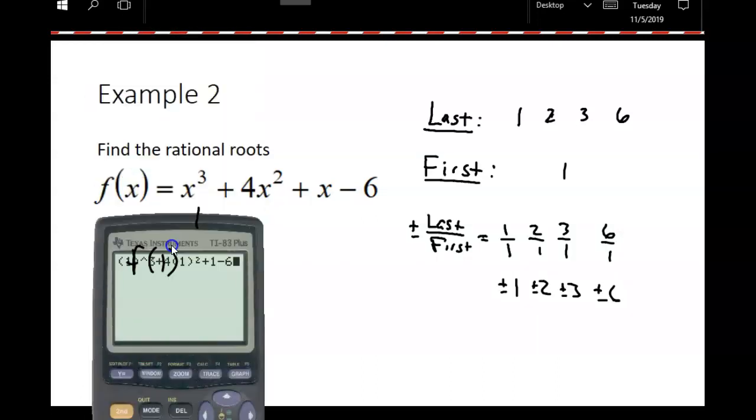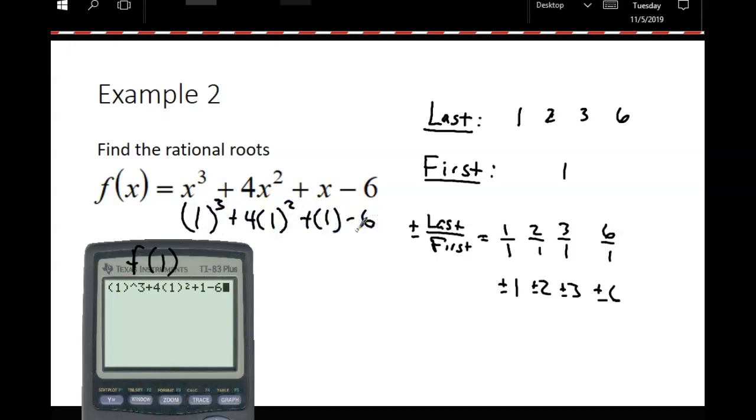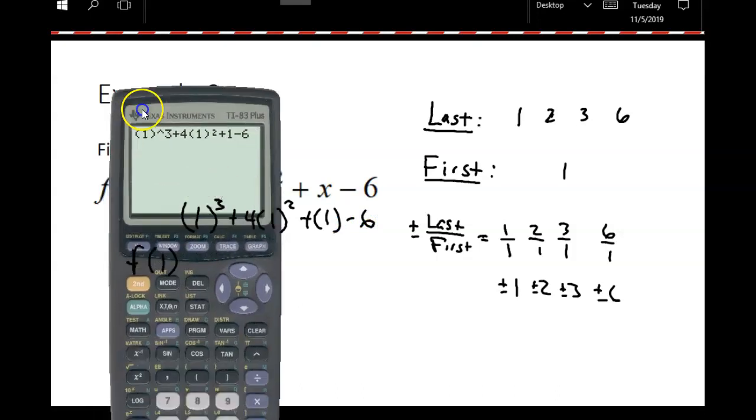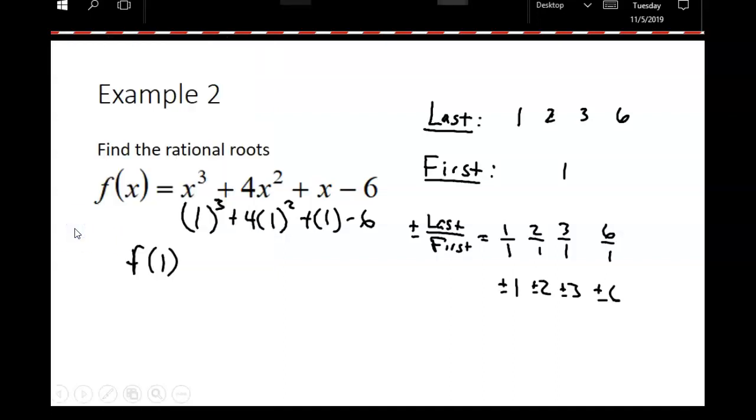Okay, so x cubed plus 4x squared plus x, and I'm plugging in 1. Is that a negative 6 or a minus 6? I'll put a minus 6. I'm plugging in 1 is all I'm doing, guys. And then I put it in my calculator. Okay. And then you push equals. What do we get? 0. Guess what that means about 1?